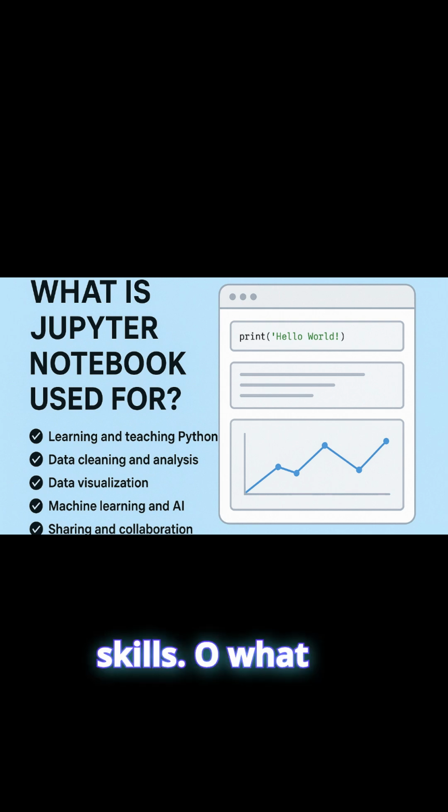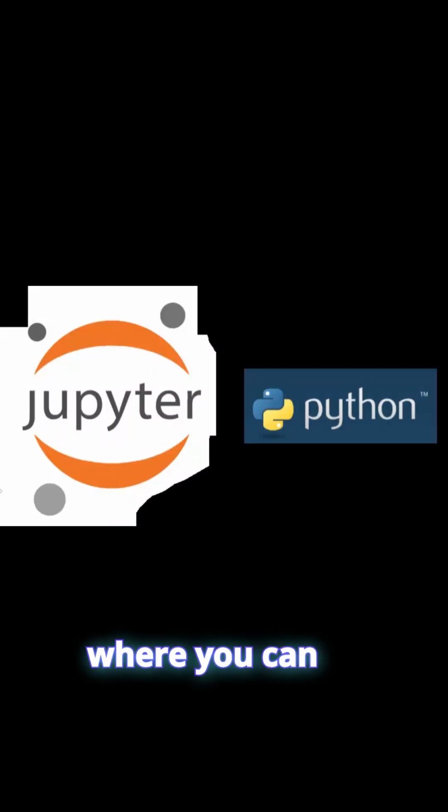So, what is Jupyter Notebook? Jupyter Notebook is an open-source interactive environment where you can write and run code, visualize data, and document your work all in one place. It's especially popular among data scientists, machine learning engineers, and researchers because it allows you to mix live code, text, images, and visualizations in a single document.